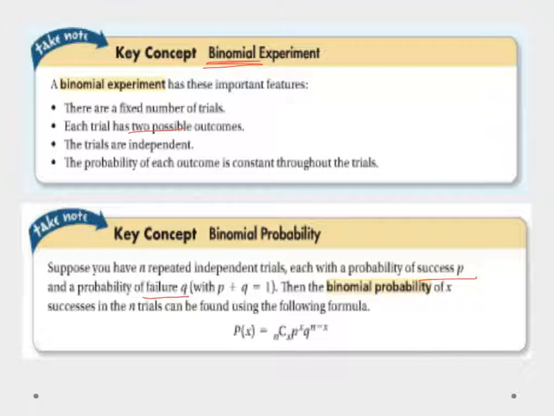It says, then the binomial probability of x successes, so the number of successes in the n number of trials, can be found using the formula P of x equals combination of n choosing x, p to the x power, q to the n minus x power. And I know that sounds really confusing, and we will somewhat use the formula, but I have another way of also showing you exactly what we mean. So let's go ahead and look at our first example.